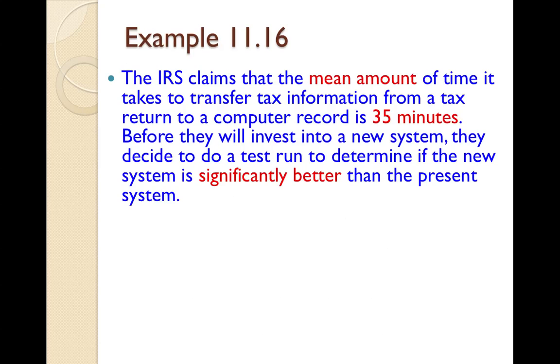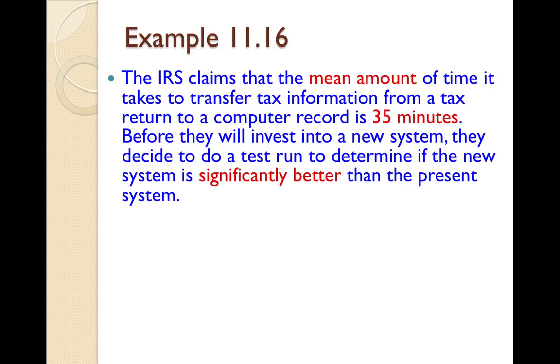The second example is, the IRS claims that the mean amount of time it takes to transfer tax information from a tax return to a computer record is 35 minutes. So we have our population mean, 35 minutes. Before they will invest into a new system, they decide to do a test run to determine if the new system is significantly better than the present system.